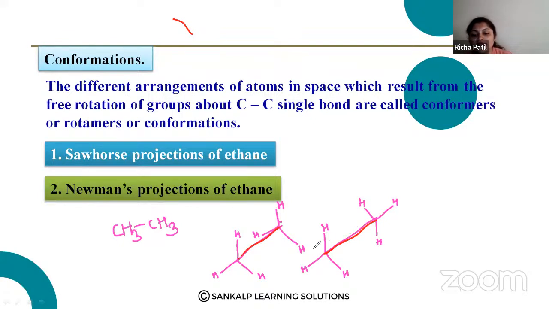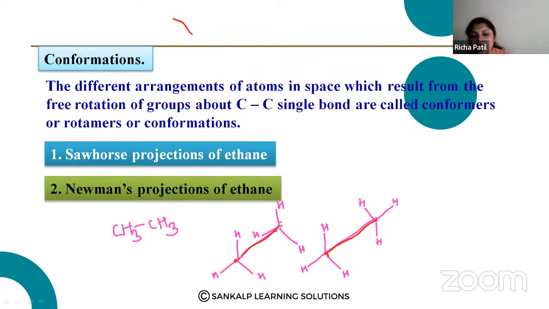Then it is projected on the paper by drawing. So this is the paper presentation. By paper presentation we are going to draw it like this. So the C-C bond is represented by this. These are the carbon atoms. So this is the C-C bond.